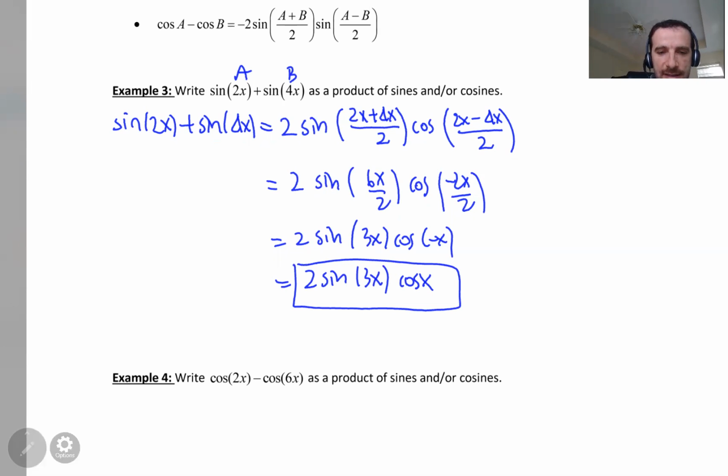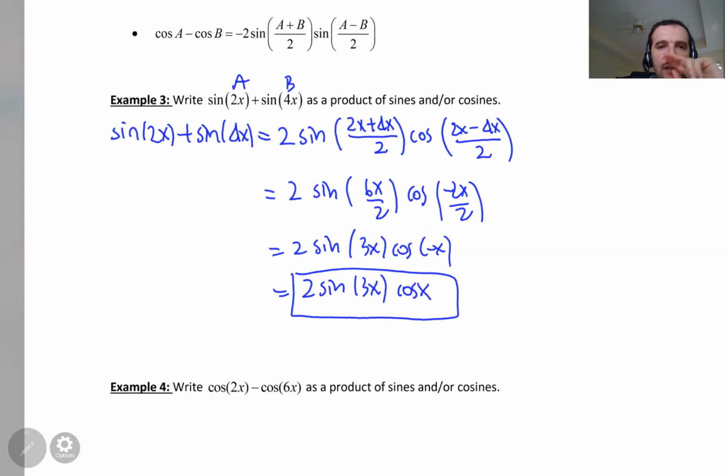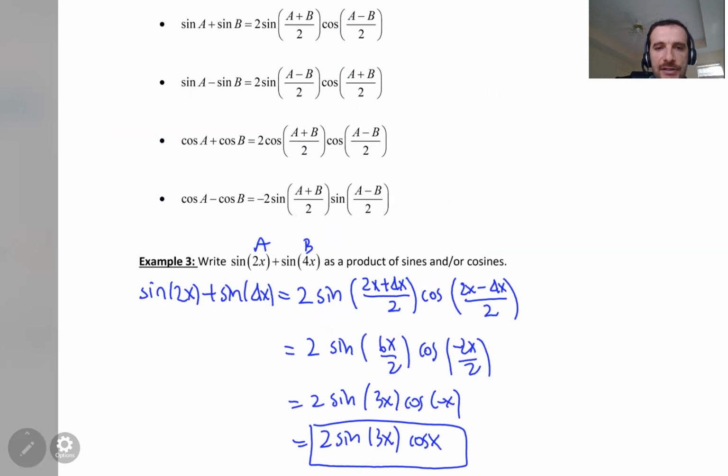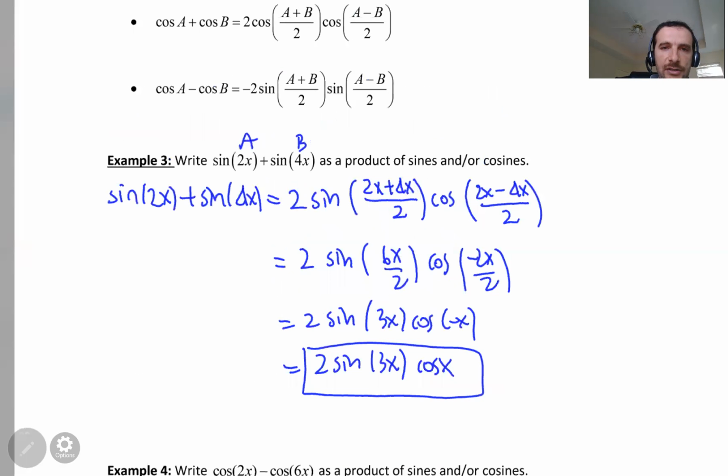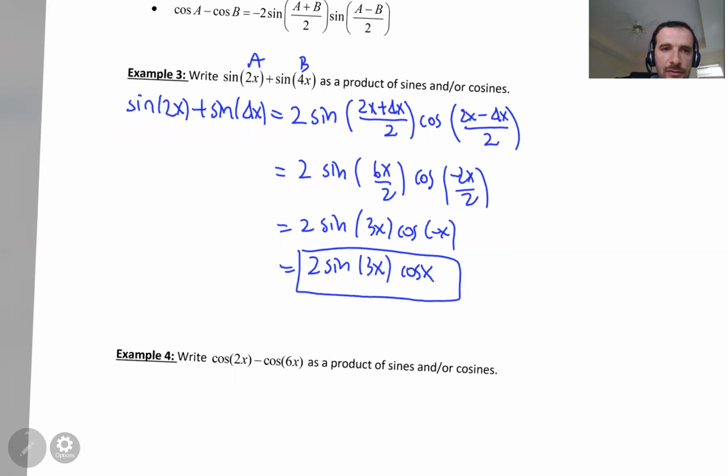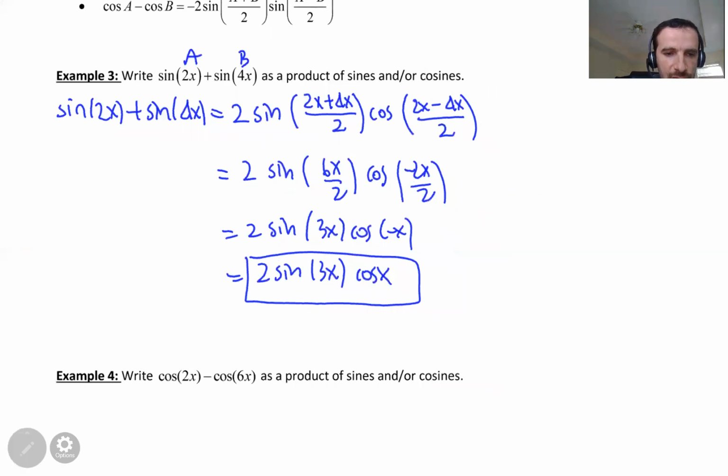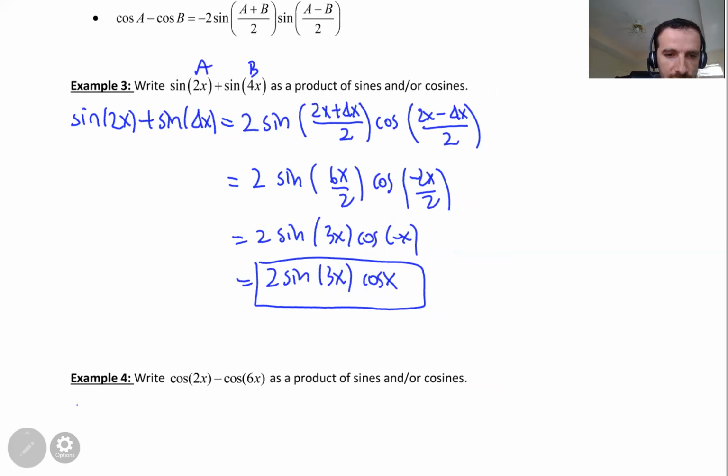Now let's look at the next example. Cosine 2x minus cosine 6x. This time we have a difference between two cosines, right? So we are going to use the fourth identity here, right? Okay, let me try to zoom. So cosine 2x minus cosine 6x is equal to what?